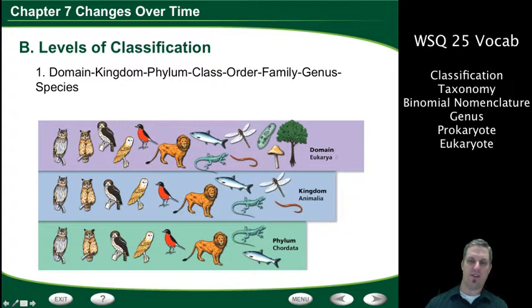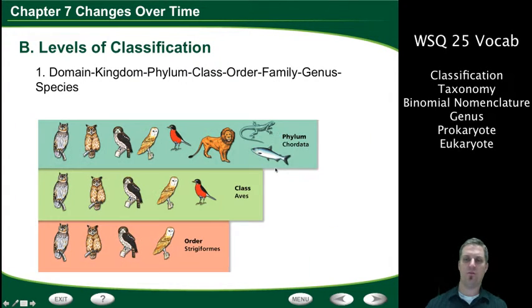If I asked what domain that owl is in, well, that owl is a eukaryote. It's in the domain Eukarya, organisms that have cells with a nucleus. If I ask what kingdom it's in, the owl is in kingdom Animalia, and it shares that kingdom with fish and mammals and reptiles and insects and worms. What phylum is it in? It's in phylum Chordata. Chordata are vertebrates, organisms that have a backbone, and that includes birds and mammals and reptiles and fish, but it doesn't include insects.